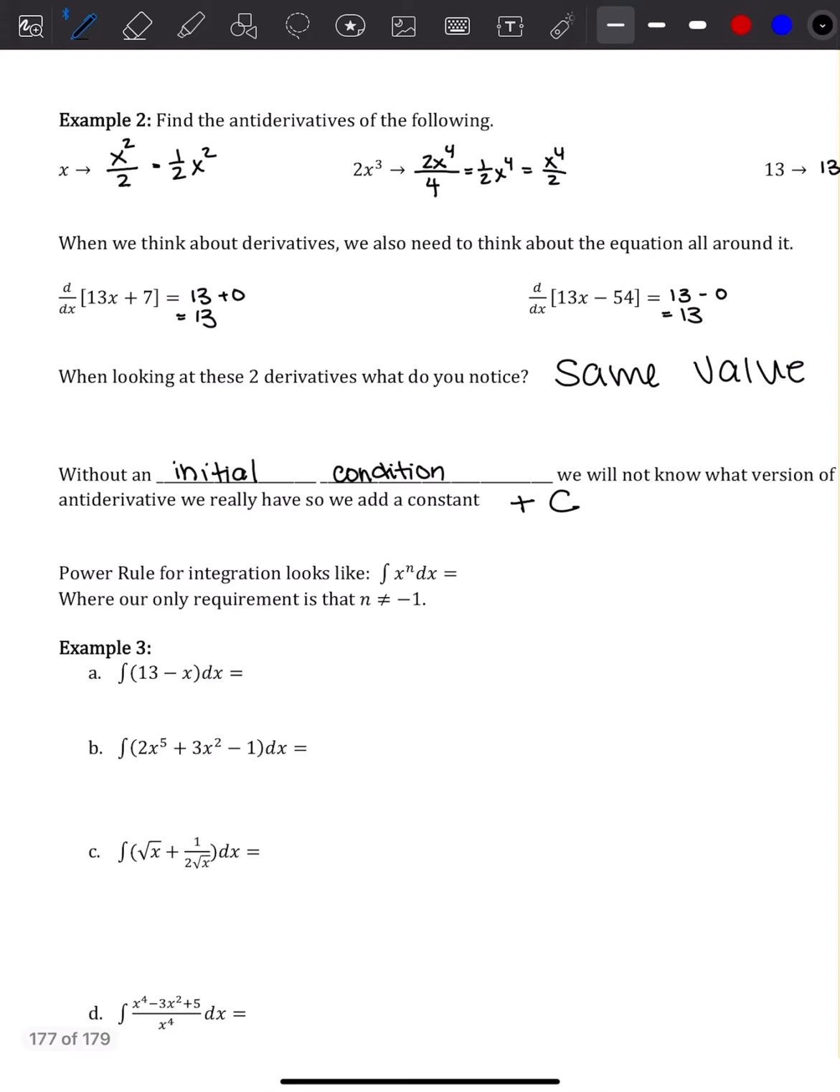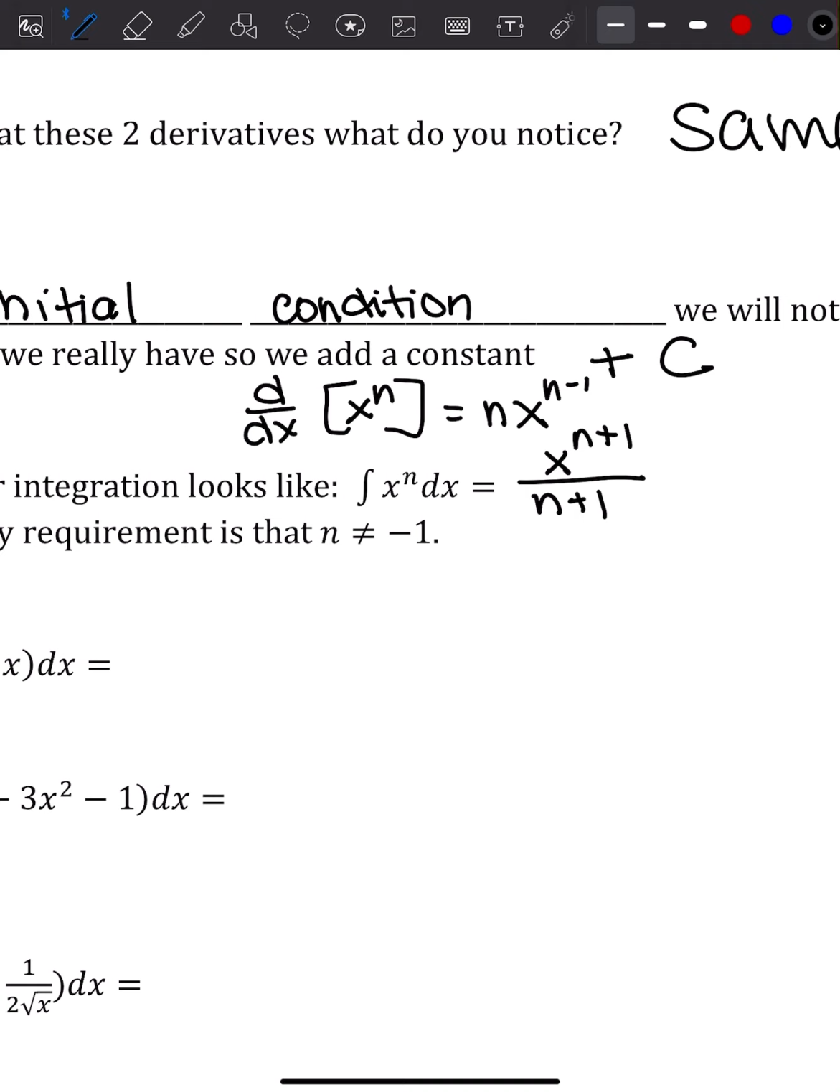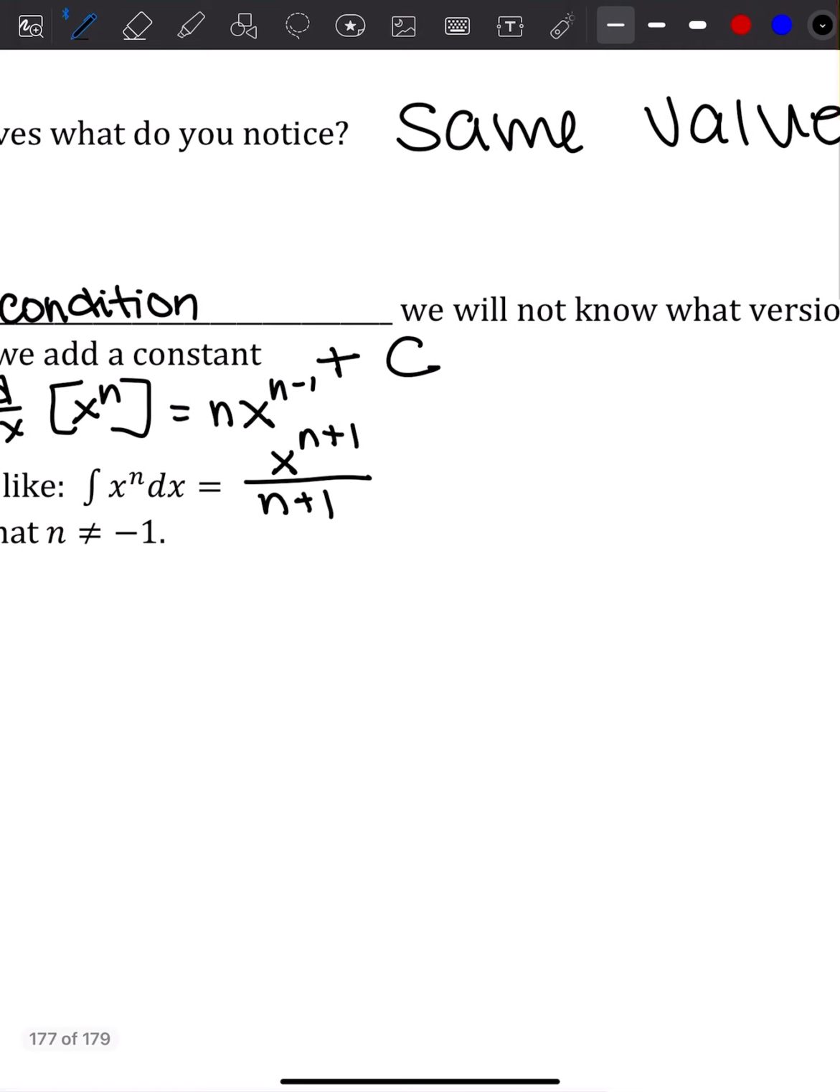Okay, so power rule for integration. We used to have the power rule that looks like the derivative of x to the n is equal to n x to the n minus 1. It's going to look similar, but the big difference is what we're doing. Instead of subtracting 1, we add 1 to the exponent, so we get n plus 1, and we need to divide by that exponent. So we're going to divide by n plus 1. And just like I said, we need to add a constant of integration every time, so we're going to add plus c to this.